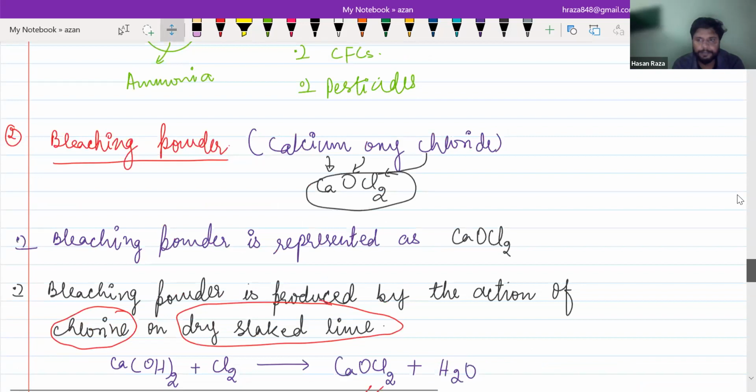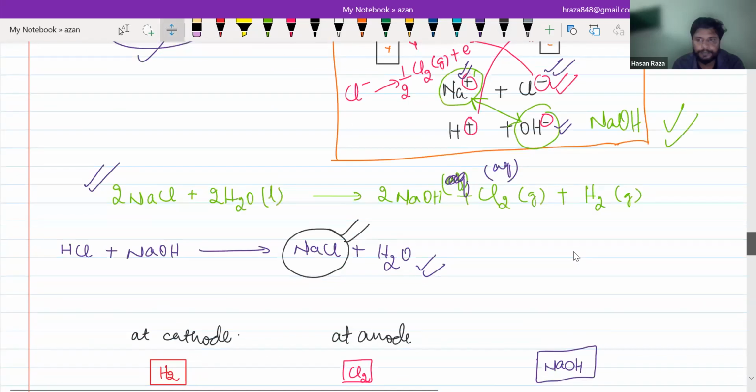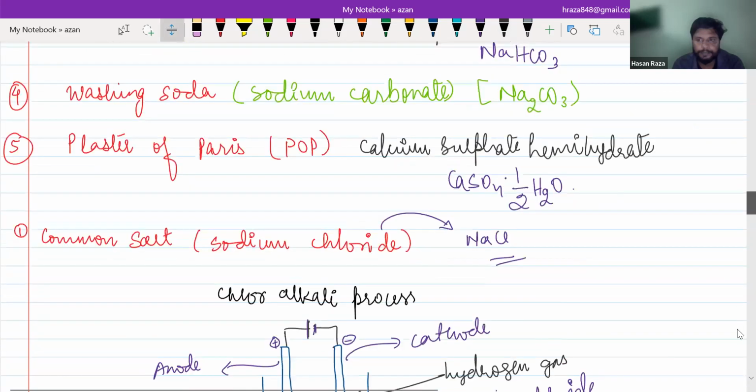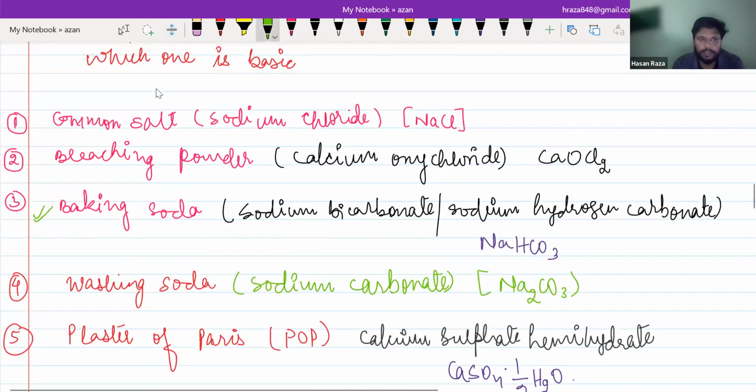You can see the common name is baking soda, and the chemical name of baking soda is sodium bicarbonate, or sodium hydrogen carbonate, and its chemical formula is NaHCO3. So first of all, we are going to see how we are going to prepare it. What is the preparation method?